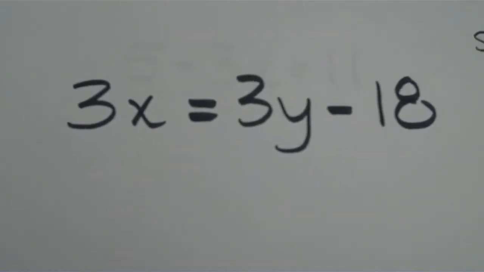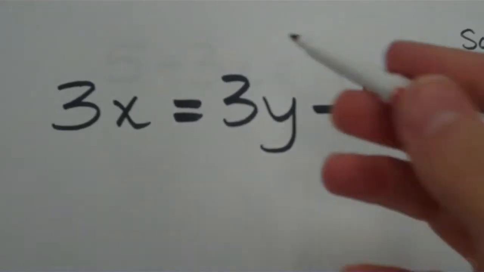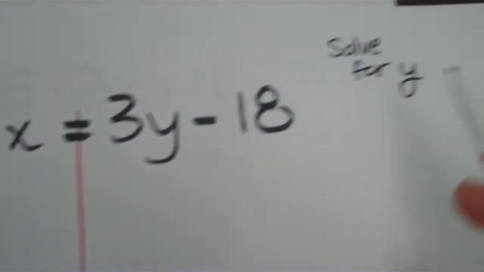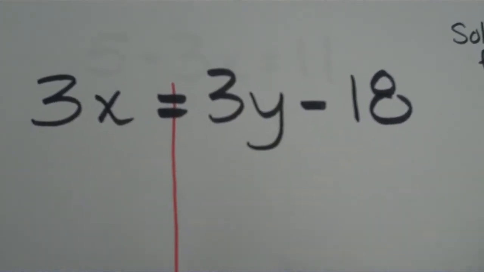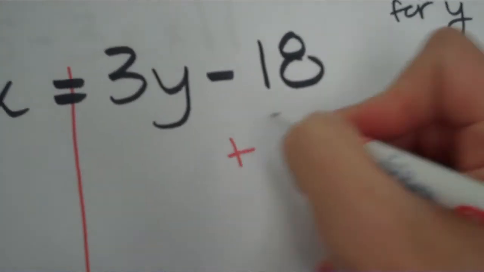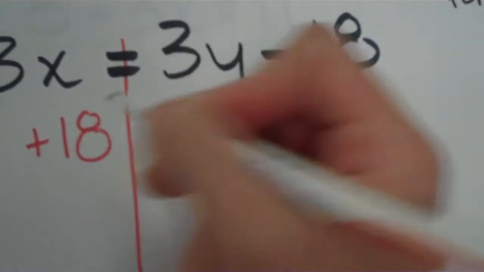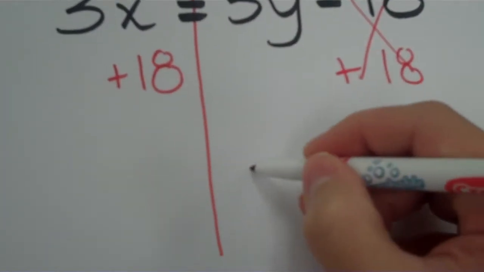So write that down, and then put solve for y. Pause it if you need to. If not, we're moving on. We draw our line. So we're solving for y. So I'm y. 3 is my best friend. I'm kicking out 18. The opposite of subtracting 18 is adding 18. Okay, these go away. I'm left with 3y.